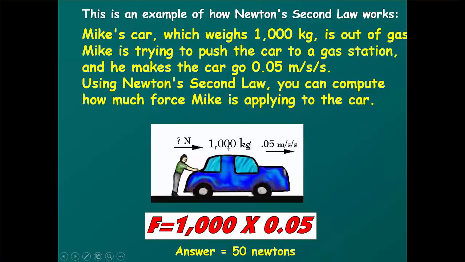So the mass of the car is 1,000 kilograms. The acceleration is 0.05 meters per second squared. So we know that mass times acceleration would equal the amount of force, which would be in newtons, which is 1 kilogram meter per second squared. All right, so the answer would be 50 newtons, because 1,000 times 0.05 is 50 kilogram meters per second squared, and that is 50 newtons.